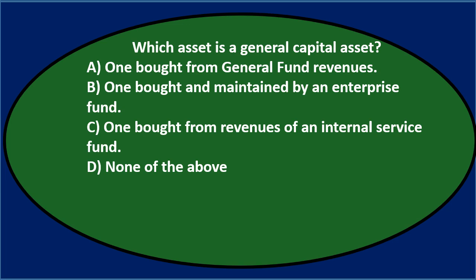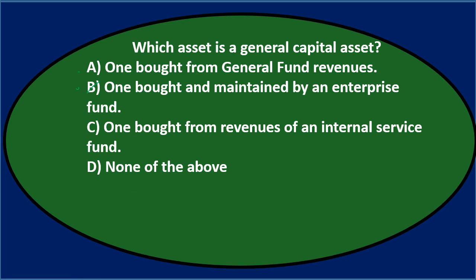Let's go through this again, see if we can use the process of elimination. Which asset is a general capital asset? Either A, one bought from the general fund revenues. If we're talking about general capital assets, maybe if it's bought from the general fund, that could be the case. One bought and maintained by the enterprise fund. This looks much the same, the only difference being one is the enterprise fund and one is the general revenue fund. Of the two, I would think that A would be more plausible. So of those two, I would think it would be A over B.